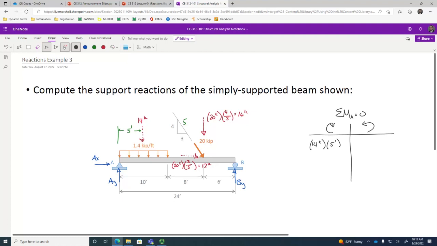The vertical component is generating moment. It belongs on the left side of the table. That's 16 kips at a moment arm of what? How far is that from A? 18 feet. 18 feet. And then we have BY resisting it at a moment arm of 24 feet. So, save myself a little bit of space there.